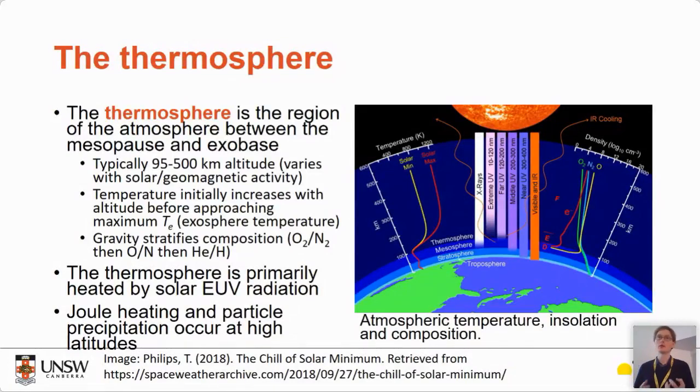The primary source of energy for the thermosphere is EUV radiation from the Sun. This is absorbed through various processes. But Joule heating, which is heating due to induced currents in the thermosphere, and particle precipitation can also be significant sources of energy at the higher latitudes.